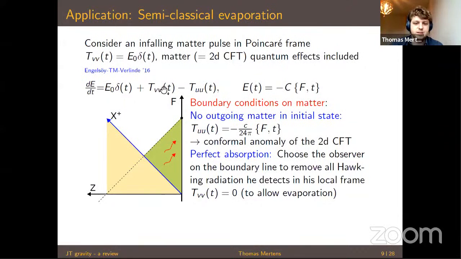So T_vv is 0, T_uu is given by the Schwarzian derivative of f with respect to t, and then the energy is also a Schwarzian derivative. So I have a very simple differential equation for the Schwarzian derivative of f(t), which just gives you an exponentially decaying function. So the energy of this system starts off at 0, then it goes up to E0, which is the energy of the pulse, and then it decays exponentially as the energy leaks from this system by these absorbing boundary conditions.